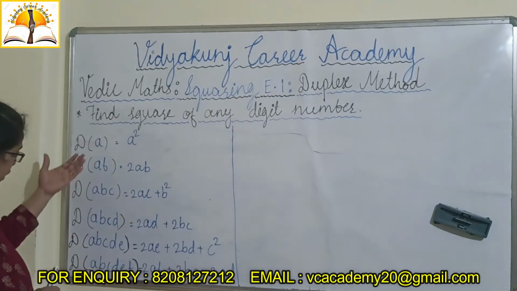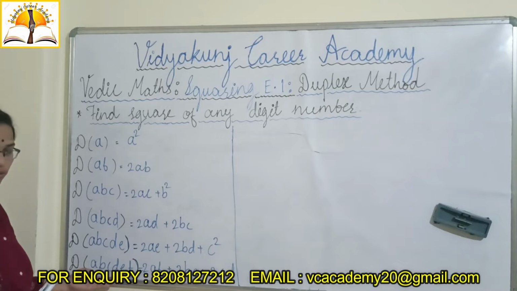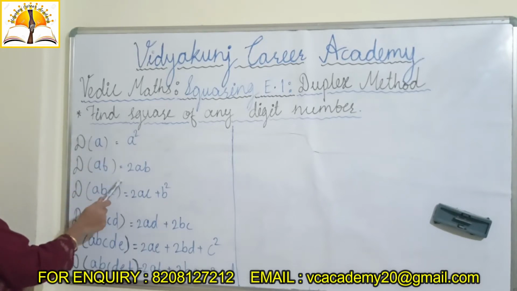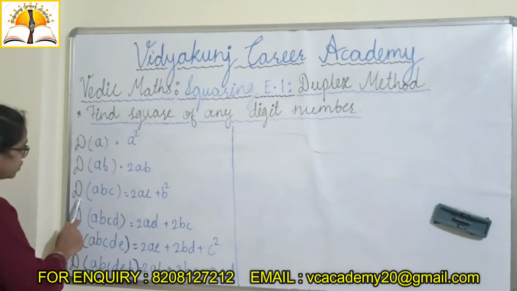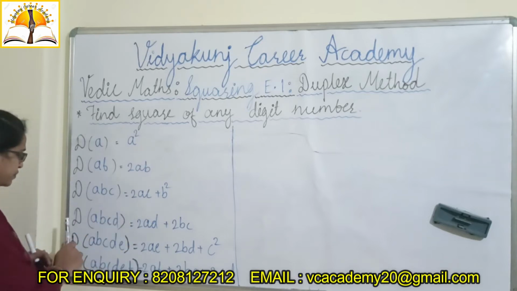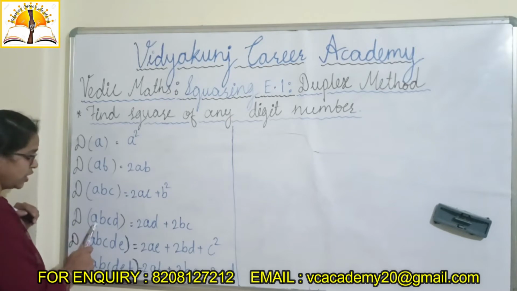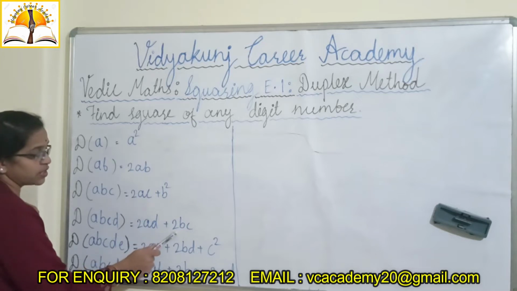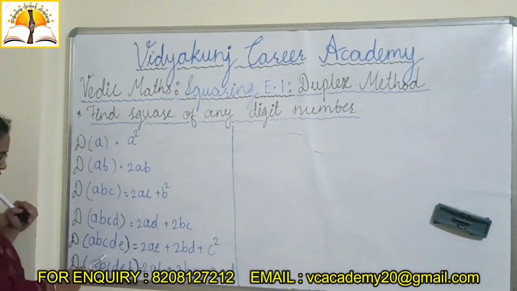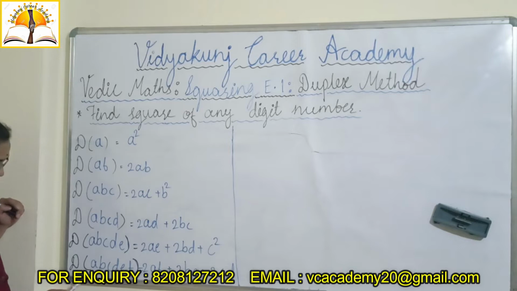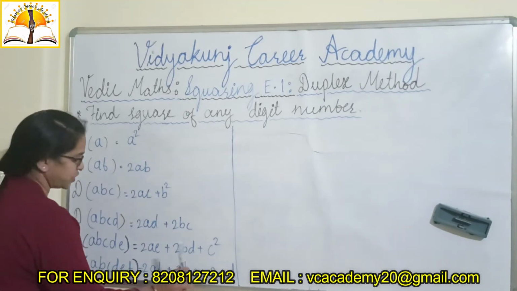See here, I have written duplex method. This method we are going to follow here, yes or no. Single digit, a: the square, a square. Double digit, ab: 2ab. Now triple digit, abc: 2ac plus b square. Four digit, abcd: 2ad plus 2bc. Five digit: 2ae, 2bd, c square. Six digit: 2af, 2be and 2cd.